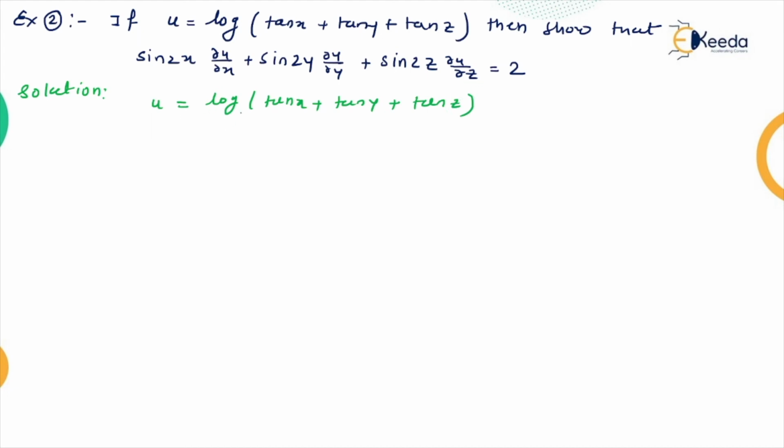Now it is a function of two or more variables. Therefore we have to differentiate u partially with respect to x, y and z.